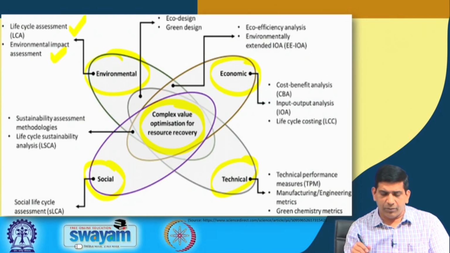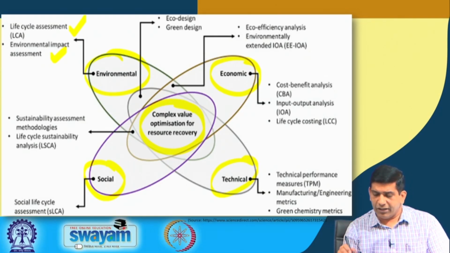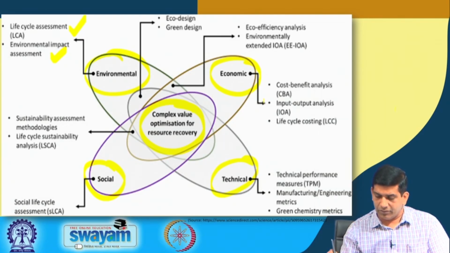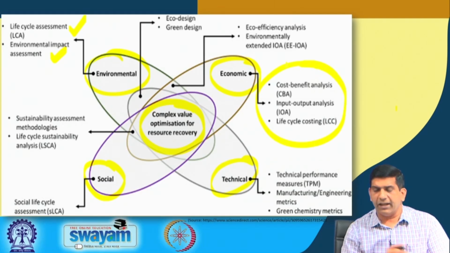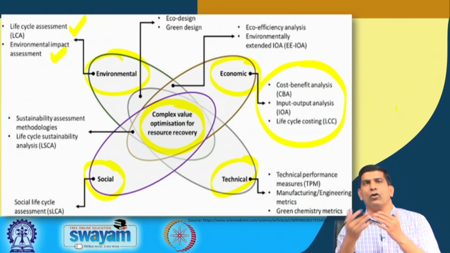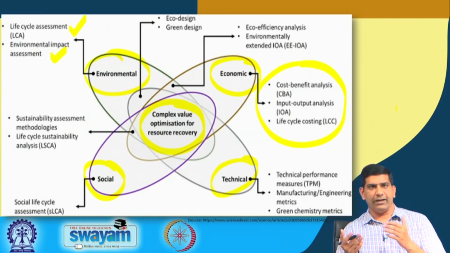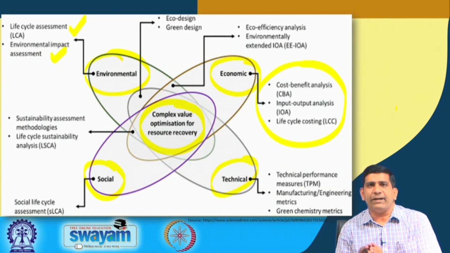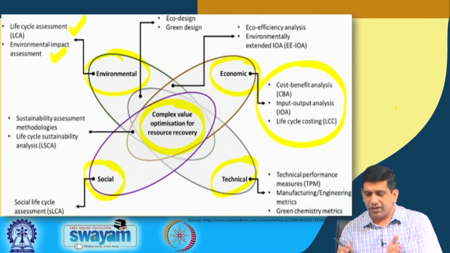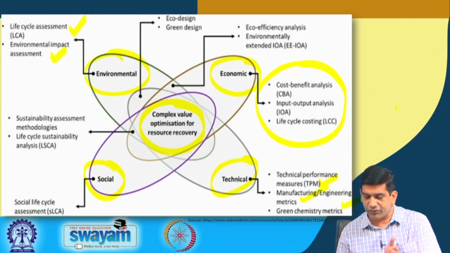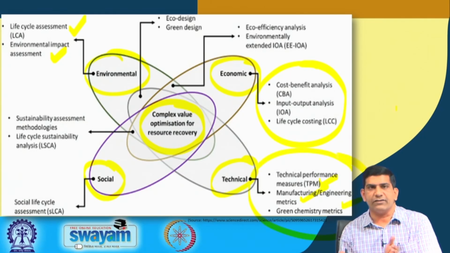So, when we talk about economic, we talked about environmental already. For economic, we try to do that using cost benefit analysis, input output analysis, or life cycle costing. So, that is how we look at the economic analysis. We can do a cost benefit analysis, which is CBA, input output analysis, or life cycle costing. That is the economic focus. For the technical aspect, we look at the technical performance. There are some parameters of technical performance measures, such as manufacturing engineering metrics and green chemistry metrics. So, those can be used for the technical aspect.